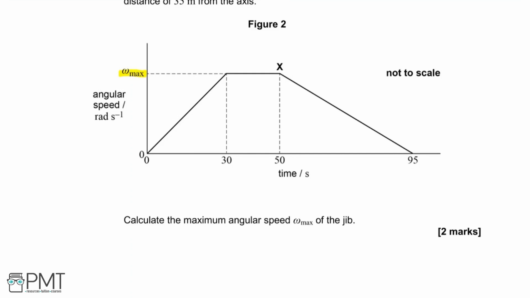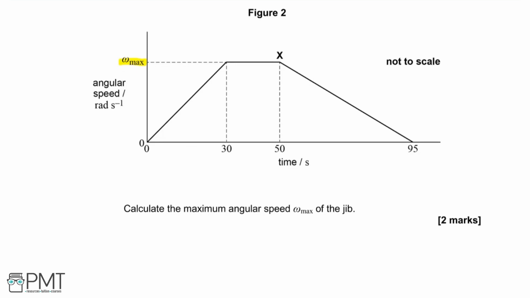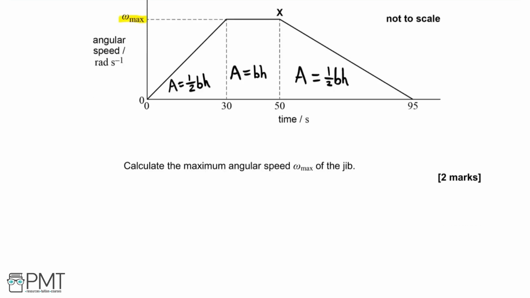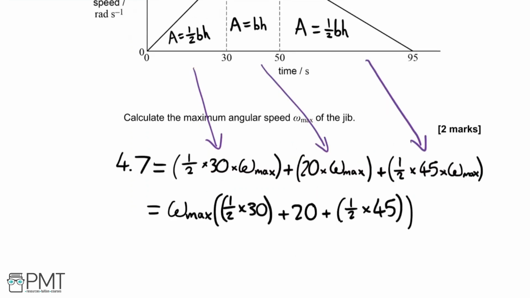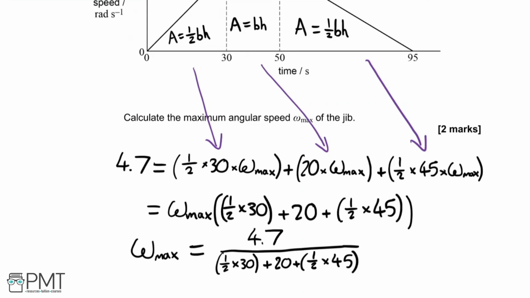Now bear in mind with this graph, the area underneath the graph represents the total angular displacement, which as we've read in the question was 4.7 radians. Now that's going to be equal to the area of all of those 3 shapes added together. So let's substitute this into an equation. So we've got the area of the first triangle, the area of the middle rectangle, and the area of the last triangle. If we take omega max out of all 3 of those and rearrange to make omega max the subject, we can then calculate this value.